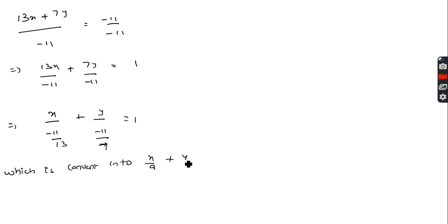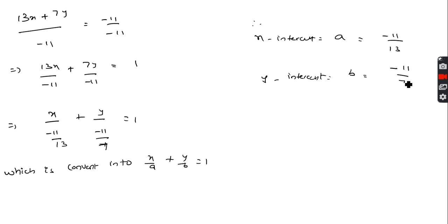x by a plus y by b is equal to 1. So therefore the x intercept is equal to a, that is nothing but minus 11 by 13, and the y intercept is equal to b, that is nothing but minus 11 by 7. Okay, similarly we do that, and next we do that.